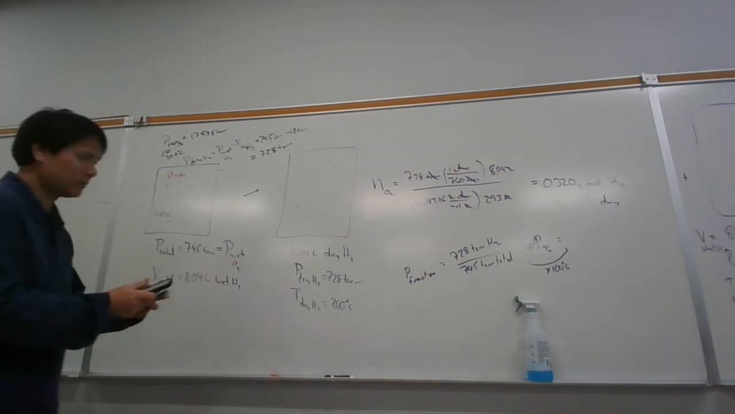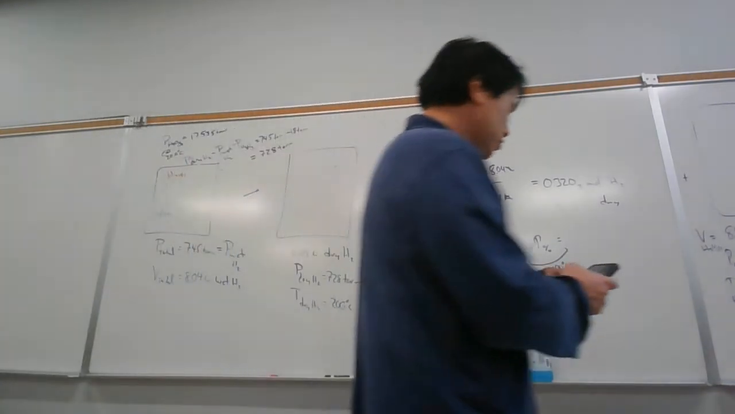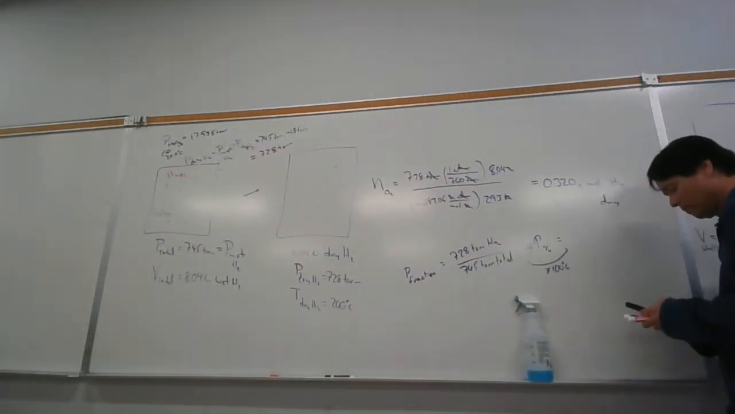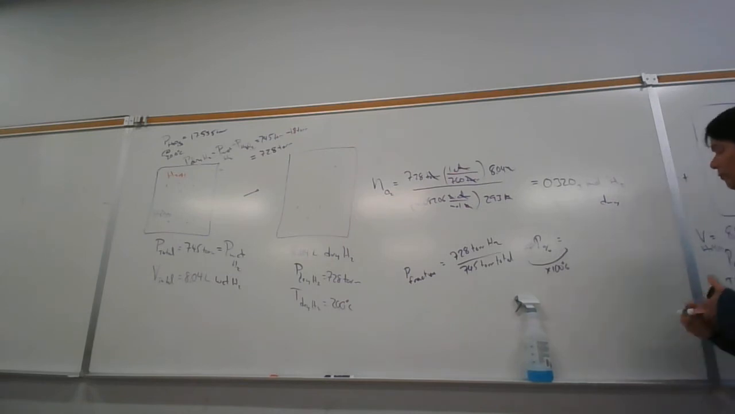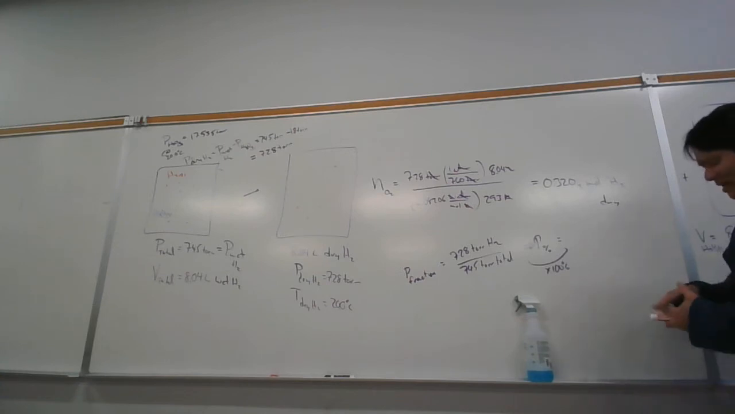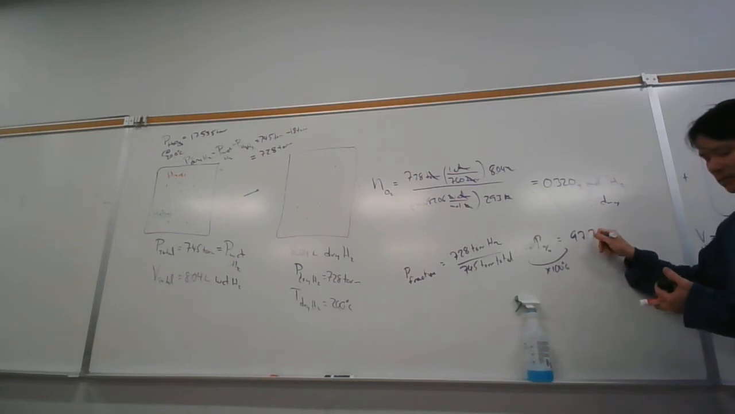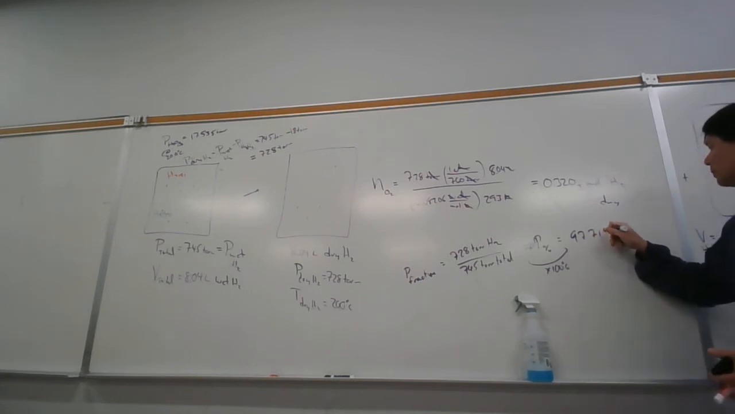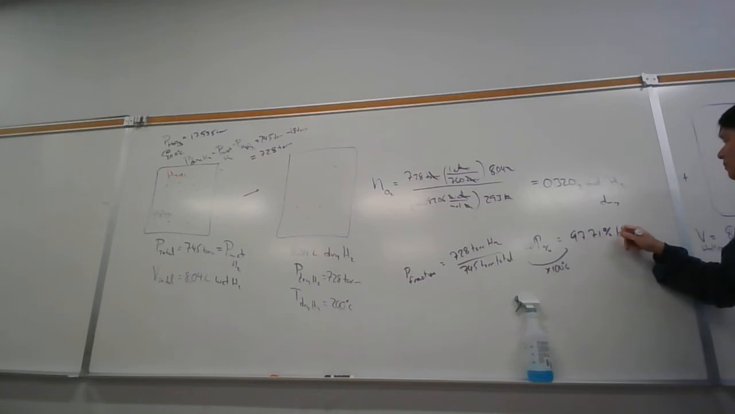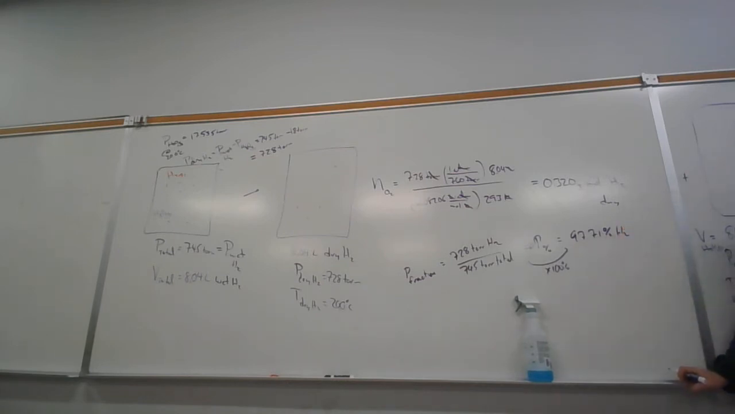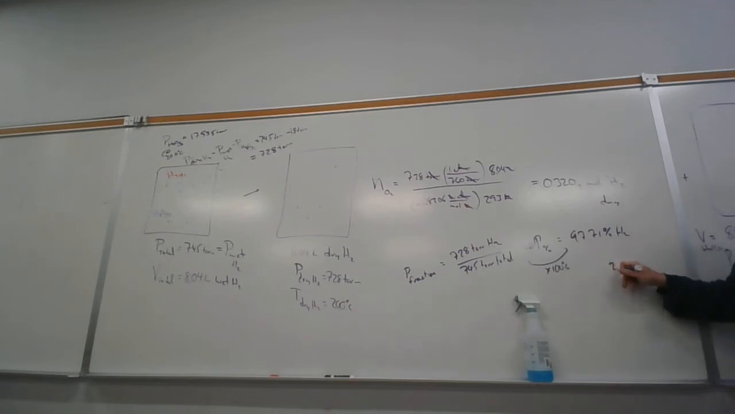And so let me calculate the pressure fraction here. It's 728 divided by 740 times 100. It's going to tell me it's 97.7% hydrogen. That means it's got to be 2.29% oxygen because they got to add up to 100%. So this is going to be 2.29% oxygen, or not oxygen, water vapor.